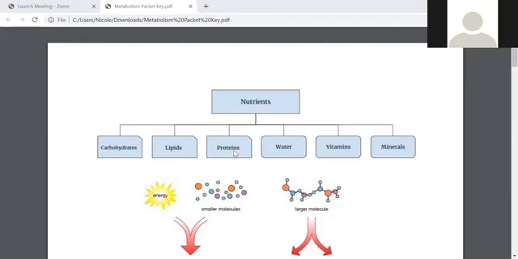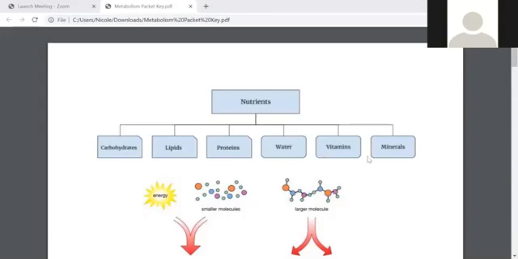And then the other 3 forms of nutrients: you have water, which acts as a solvent, reactant, and temperature regulator. It has a number of different functions. Water is very important. Then we have vitamins, which are organic molecules that the body can't make. So we need them for metabolism, but we have to consume them. We can't make our own vitamins.